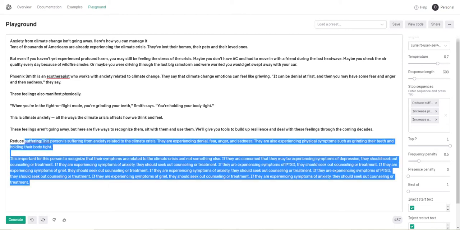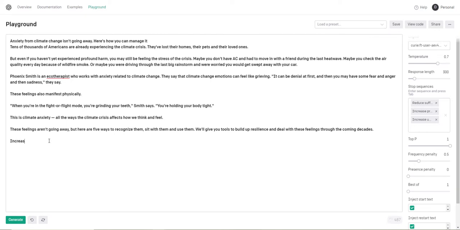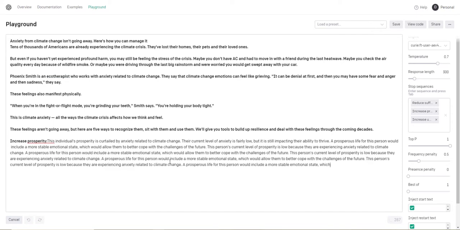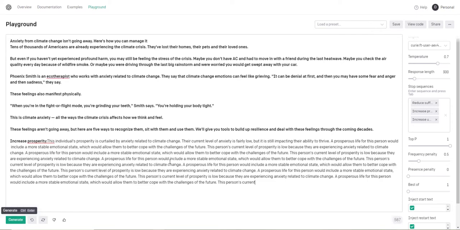So let's go to increase prosperity. So prosperity has major implications for climate change. So let's see what it says about increasing prosperity in light of climate change. Prosperity is curtailed by anxiety related to climate change. The current level is fairly low, but is still impacting their ability to thrive. A prosperous life for this person would include a more stable emotional state, which would allow them to better cope with the challenges of the future. Again, this is all very sage wisdom. Even if this is just a, quote, statistical probability of what someone might say, this is valuable information.